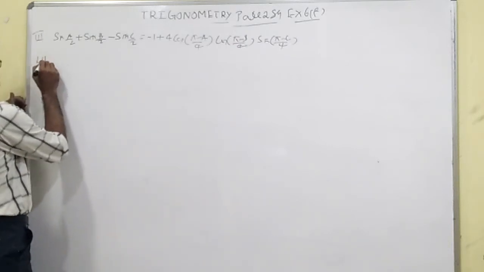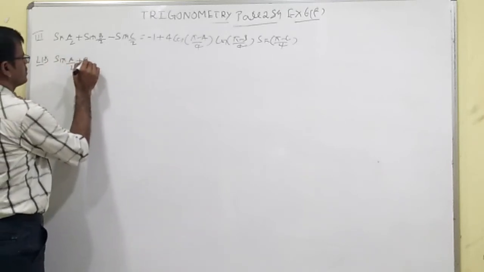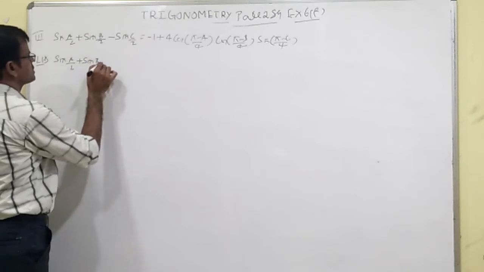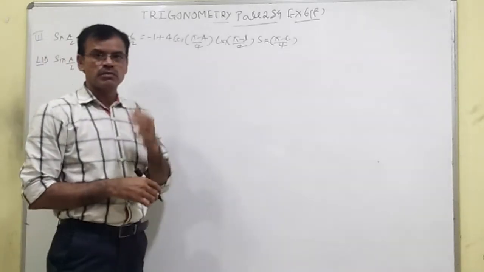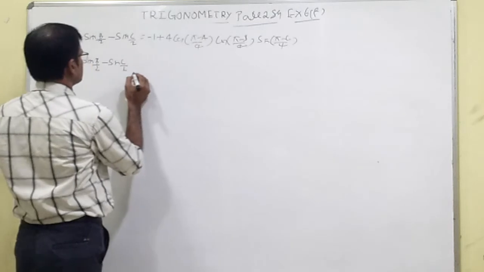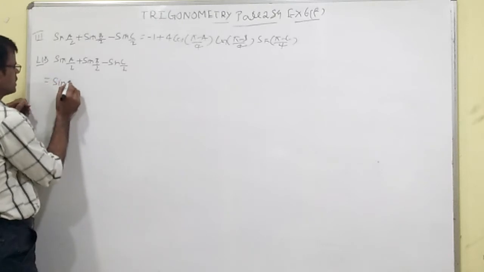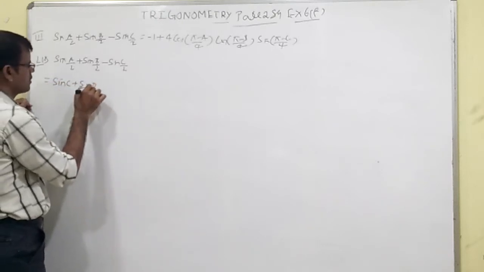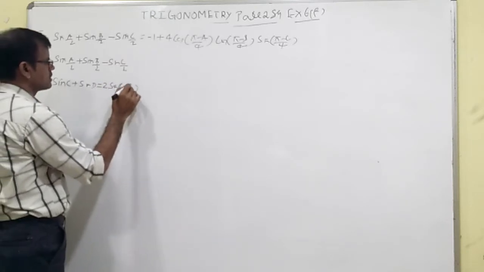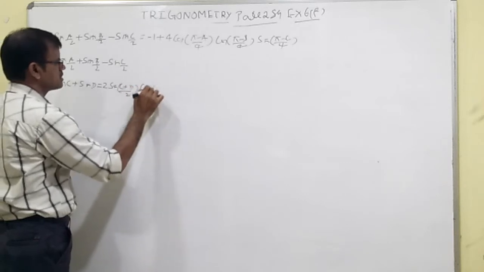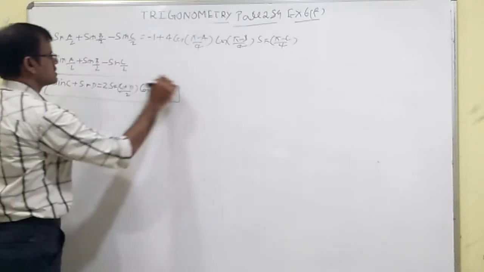Take LHS: sin a by 2 plus sin b by 2 minus sin c by 2. This can be understood as, for sin c plus sin d, the formula I am making you remember: sin c plus sin d equals 2 sin of (c plus d) by 2 into cos of (c minus d) by 2.